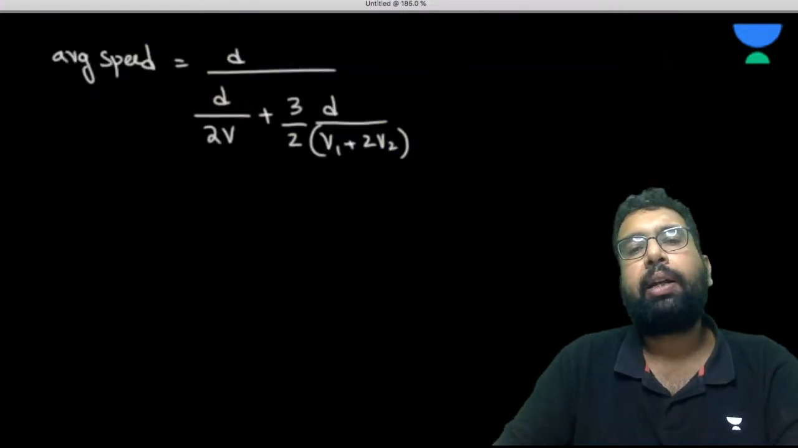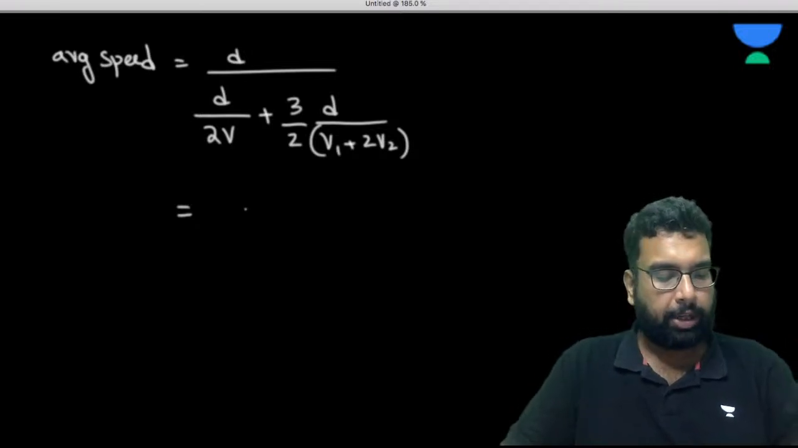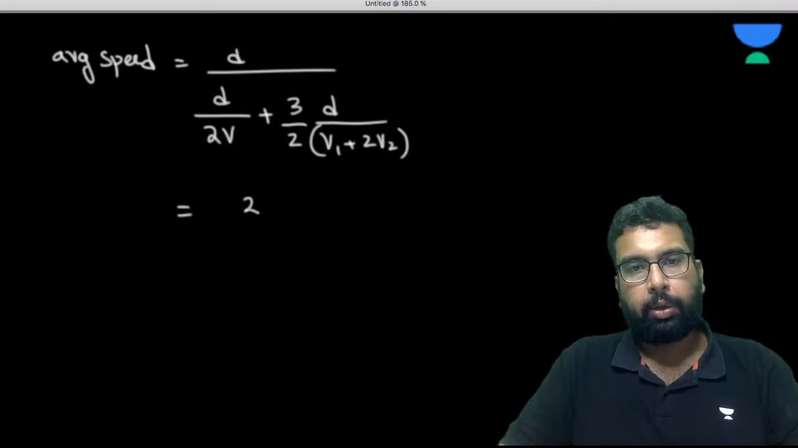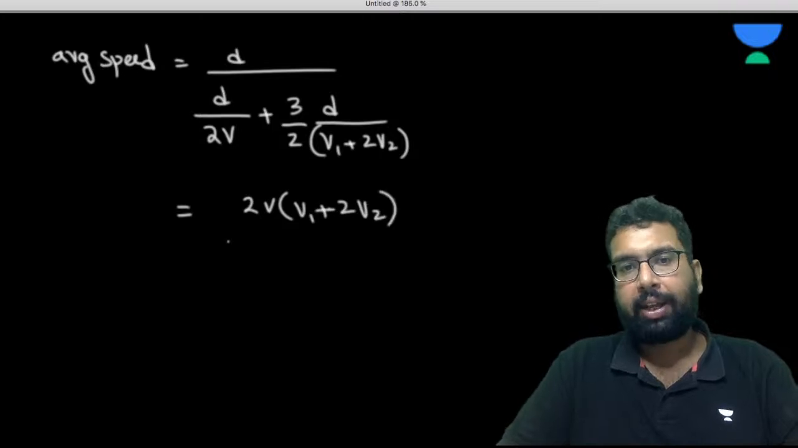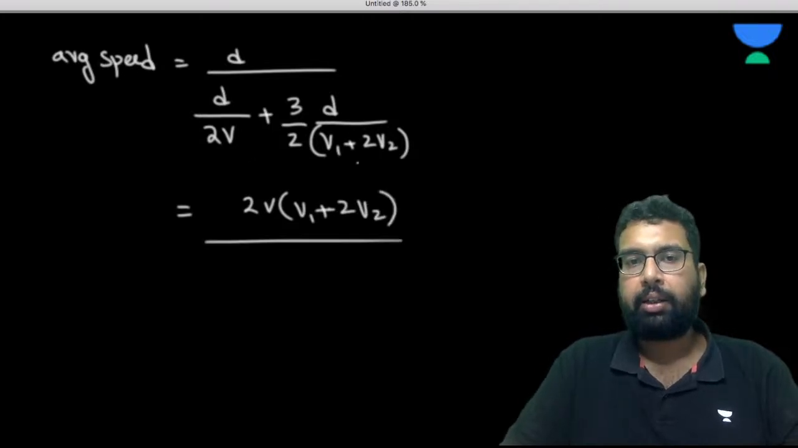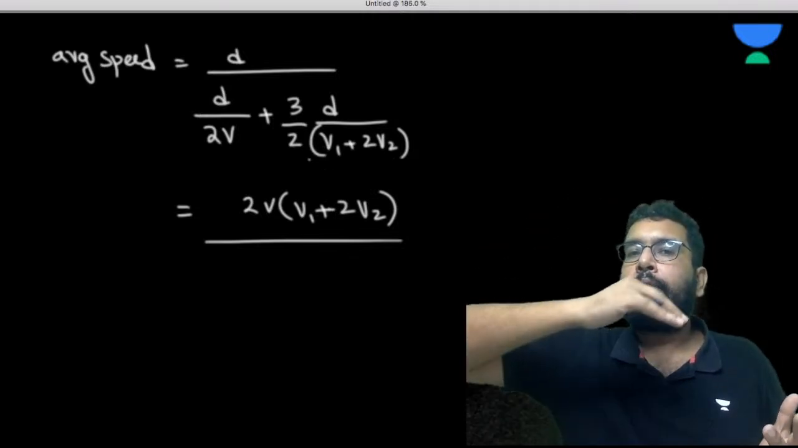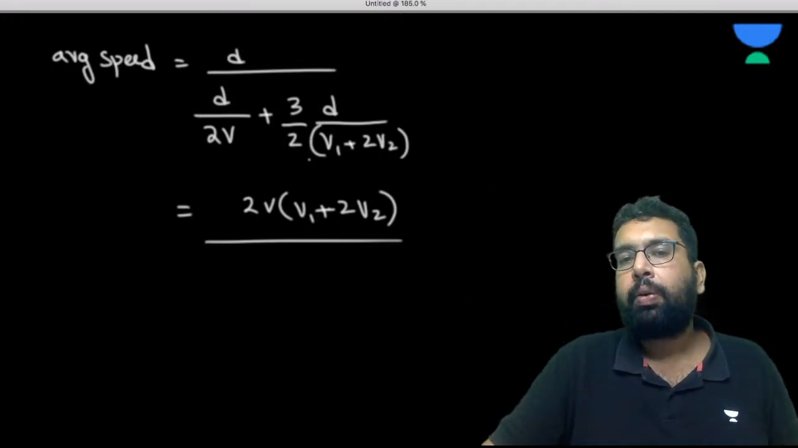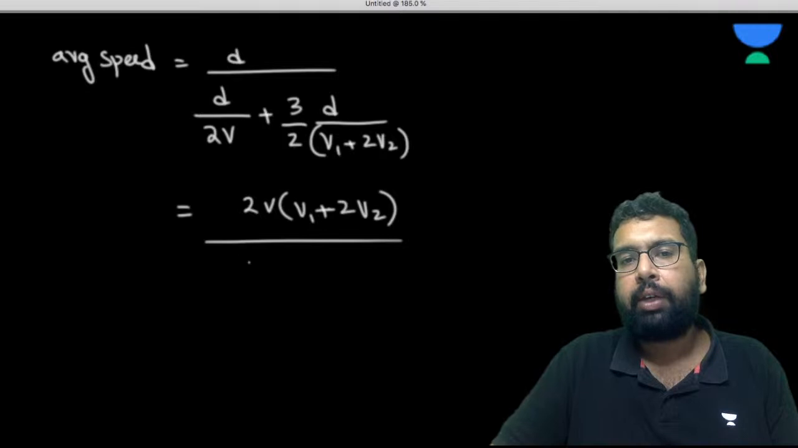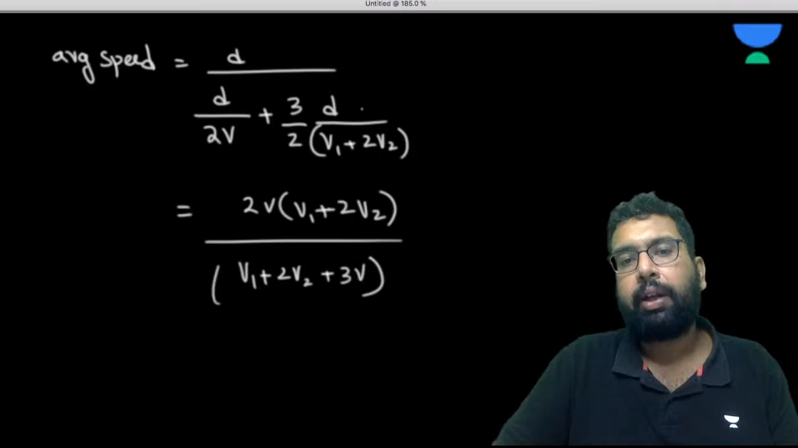Now from here d will be cancelled out, and what are we going to get? This is going to be 2v(v1 plus 2v2)... How, sir? d is cancelled out, and then we have taken the LCM. It is in the denominator, so it will go in the numerator. This basic thing you know now. Otherwise, you can tell me, sir, please tell me this also. So this will become v1 plus 2v2, and this is going to be 3v, because this v goes there now. Now it is fine.